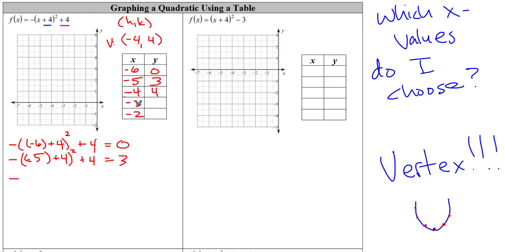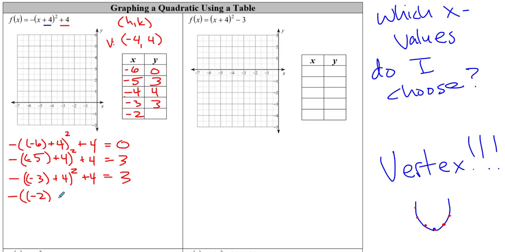Okay, then I'm going to do the next one, my negative 3. I don't need to do the vertex. We already know what that is. Okay, negative 3. So I'm going to do negative 3 in parentheses right here, plus 4 squared, and then I'm going to do plus 4. I'm going to crank that out, and I'm going to get 3. Oh, wait, well, what do you know? Is there a little pattern emerging here?